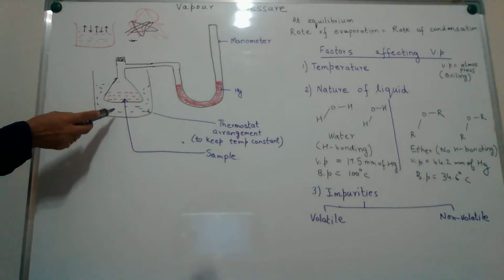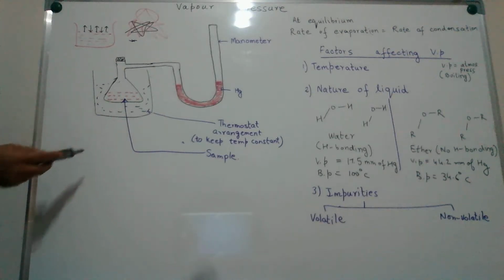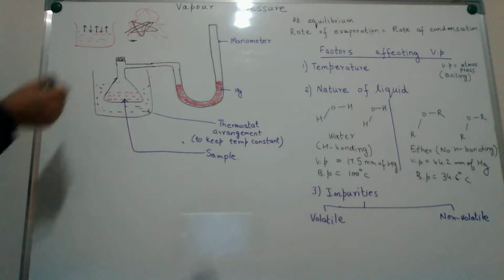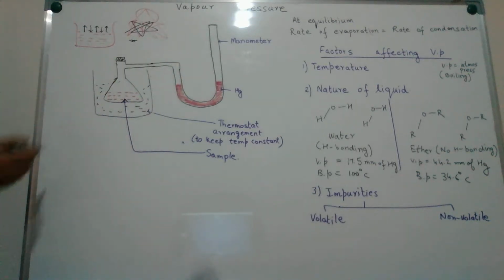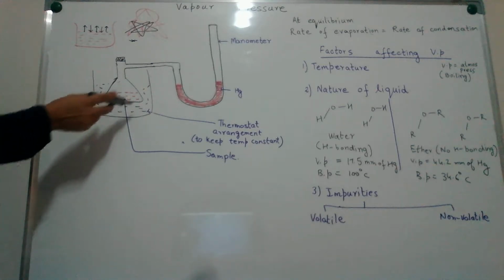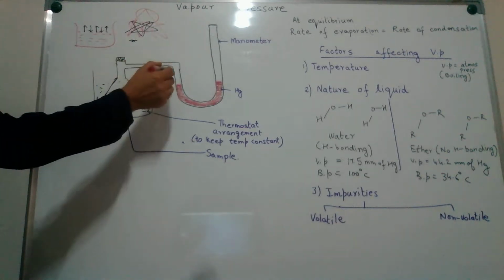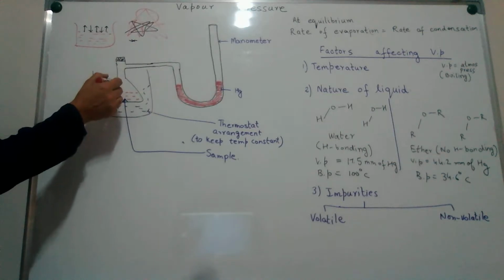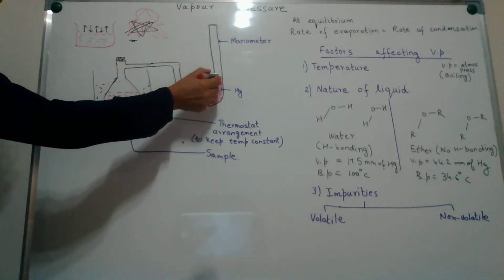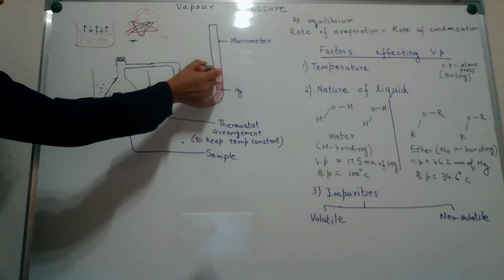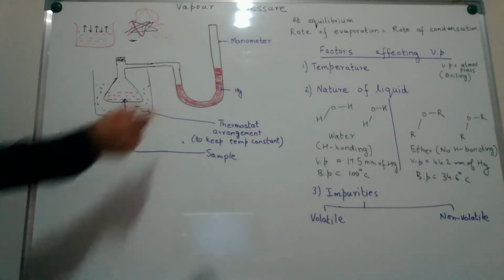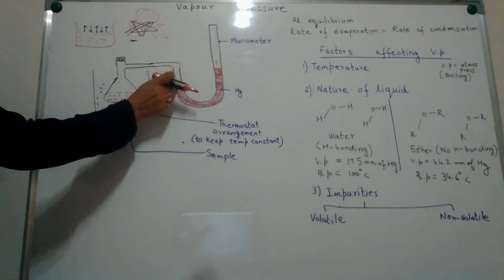We need to maintain the temperature constant over here. The reason for this we shall be studying a little later. So we maintain the temperature constant by means of a thermostat arrangement, probably surrounded with hot water whose temperature is maintained constant. Now, once the experiment begins, we notice that as the particles of the liquid start vaporizing, the mercury in the right limb of the manometer begins to rise. This begins to rise, this begins to fall.